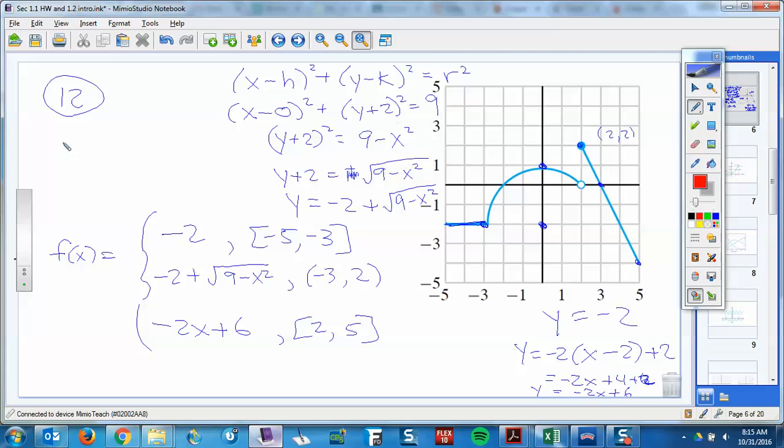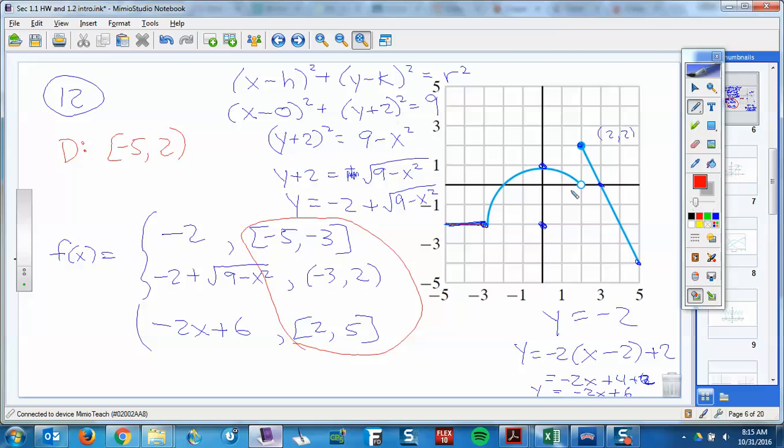But let's say they asked for the domain of this. Right? Wasn't this your domain right here? Isn't that part the domain? When you think about it, that's the domain. Okay? Now, you probably wouldn't write it like that because it goes from -5 and then it goes all the way to 2. So when you wrote it, you'd probably write -5 to 2, like that.